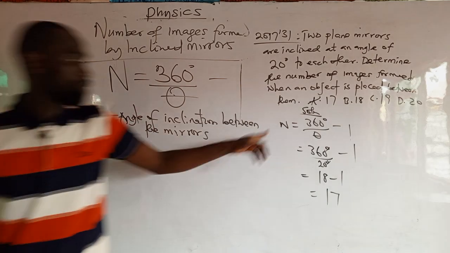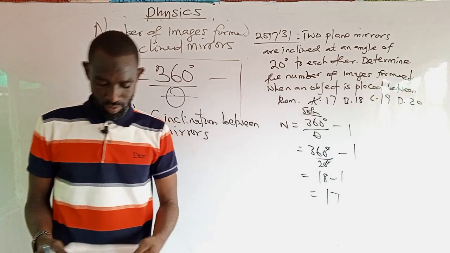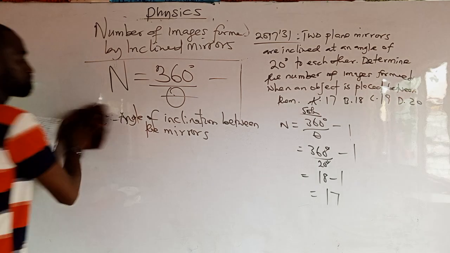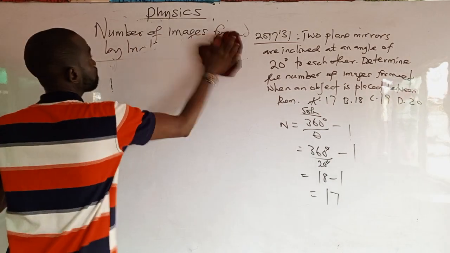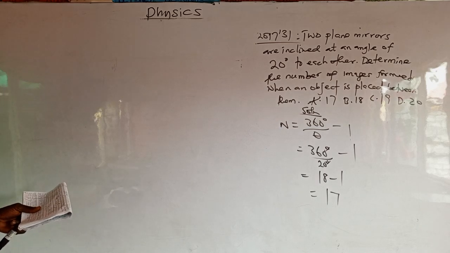Sometimes they give you the number of images, and you now have to find the angle of inclination, like this question here. So that's good.